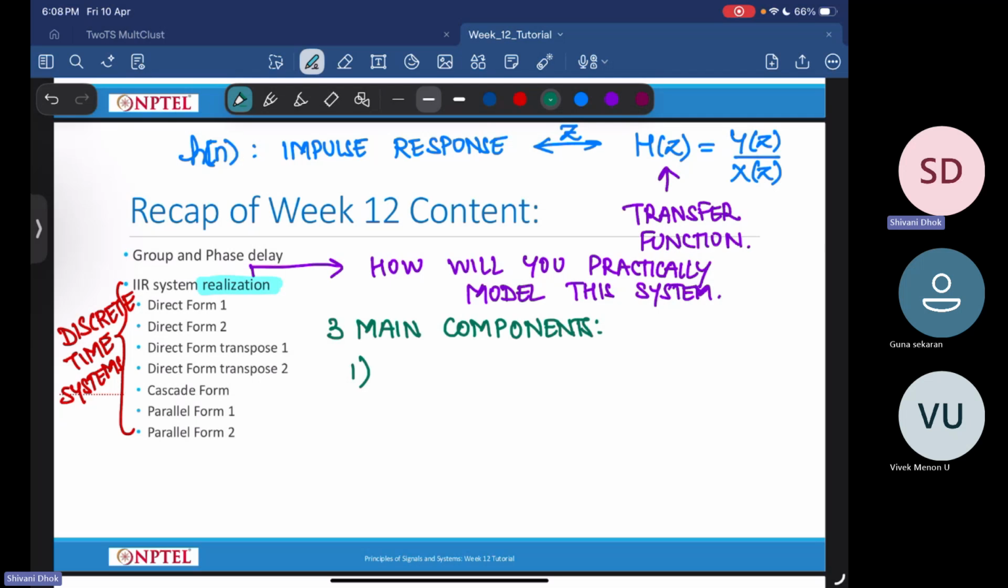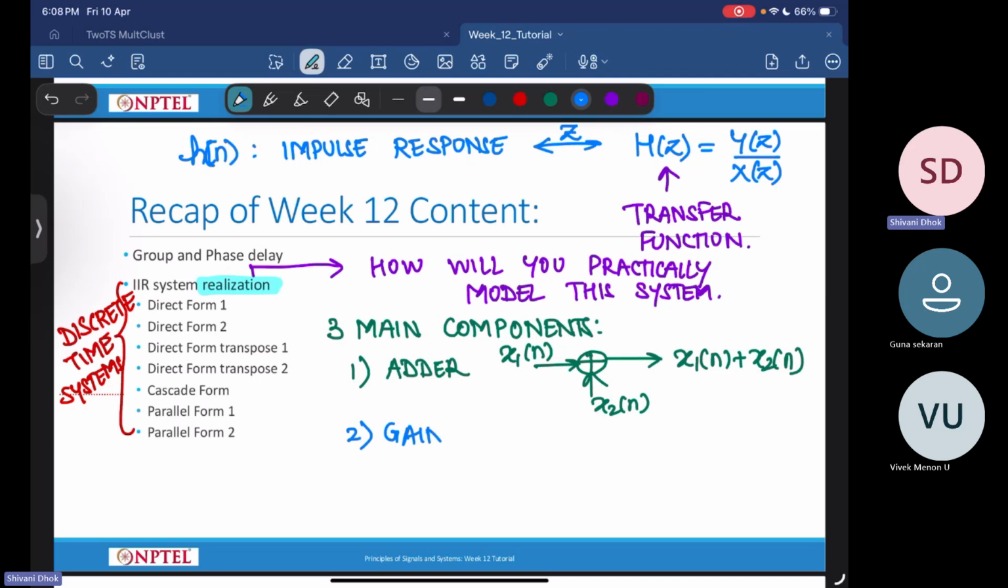The first one is your adder block. So if you have x1 of n, x2 of n, its output will be x1 of n plus x2 of n. The second one is your gain block, gain or multiplier.